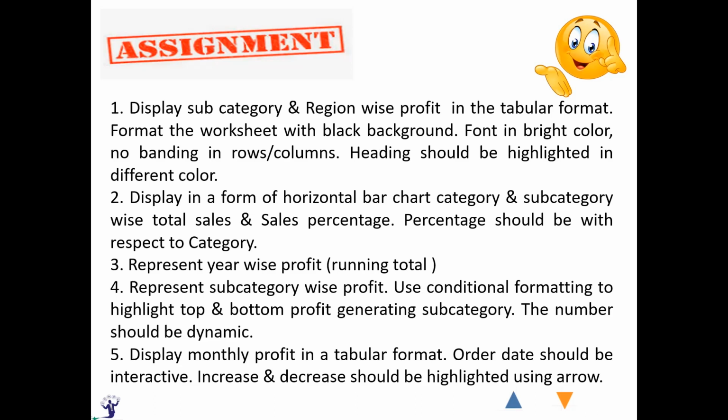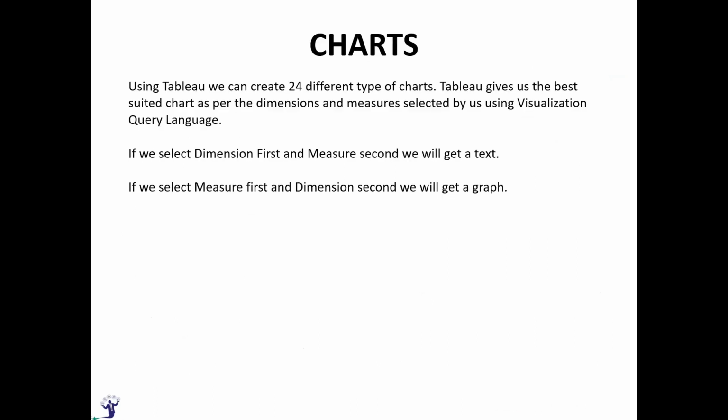Display monthly profit in a tabular format. Order date should be interactive. Increase and decrease should be highlighted using arrows. So this is an example of KPIs. Clear? So please do the assignment. Doing the assignment is very important if you really want to get the value out of this module. Okay. I would like to have a look at the assignments in the next session. Yes, sir. Okay. Proceeding further.